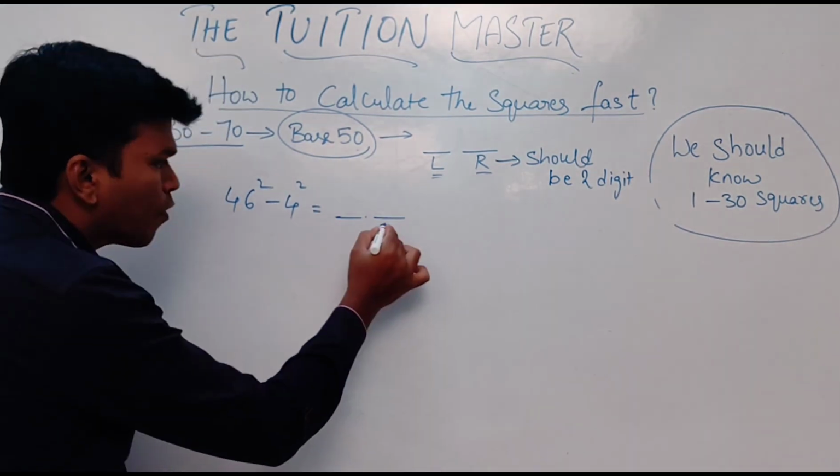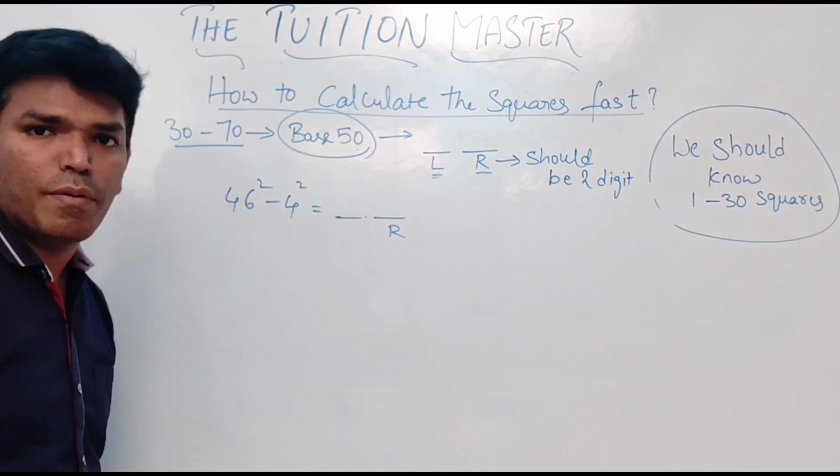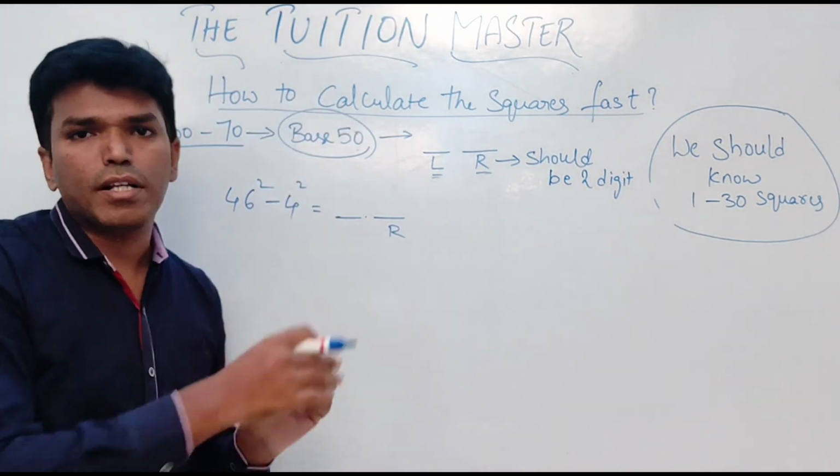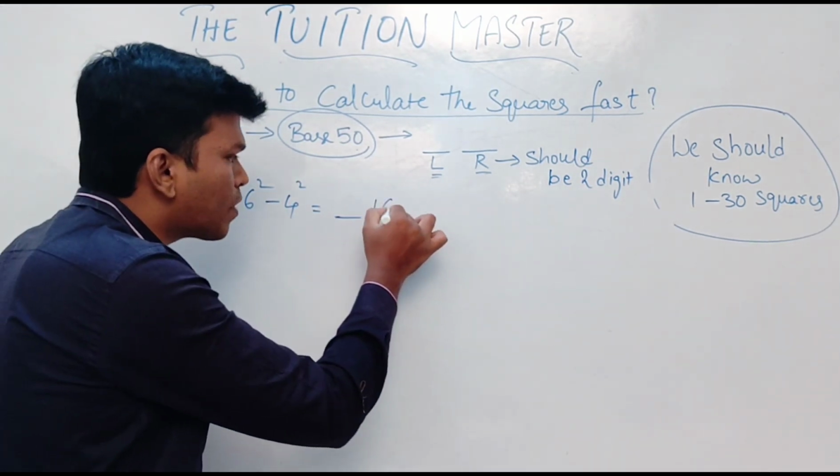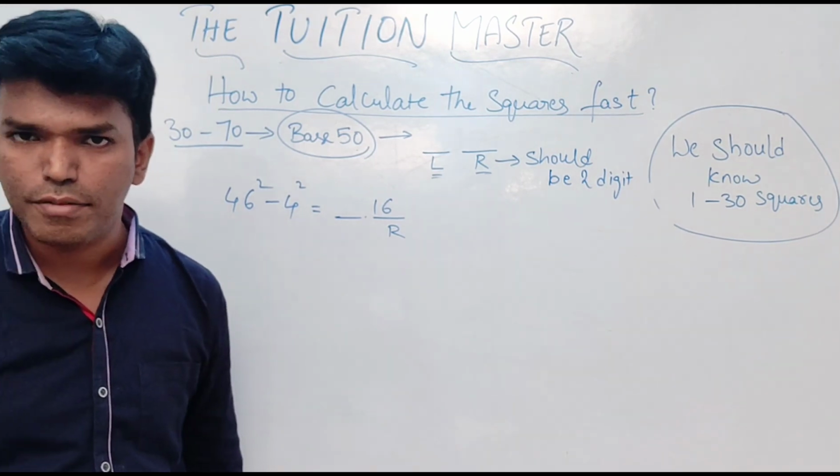So my right side part of the answer will be how much less, that number squared. How much less is it? 4. 4 squared is how much? 16. So that is my right side part of the answer. So the right side part is done.